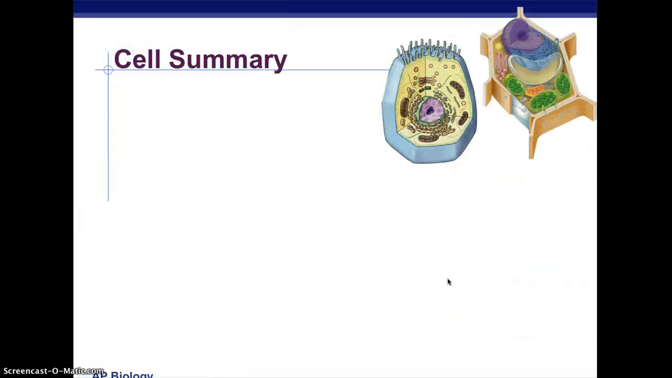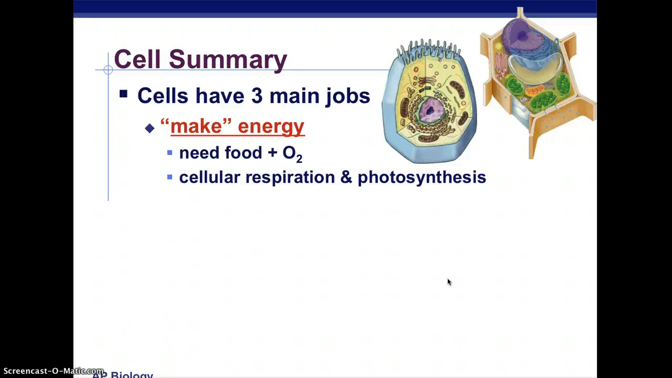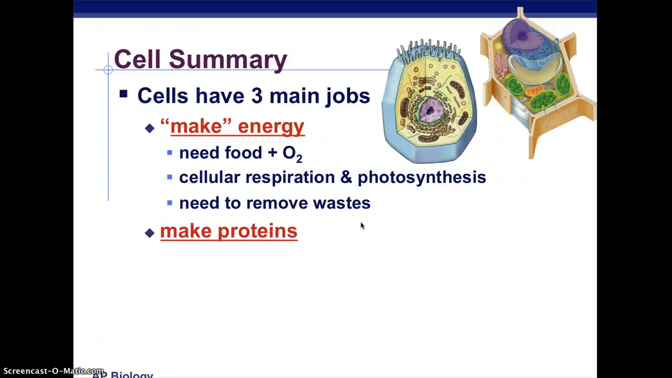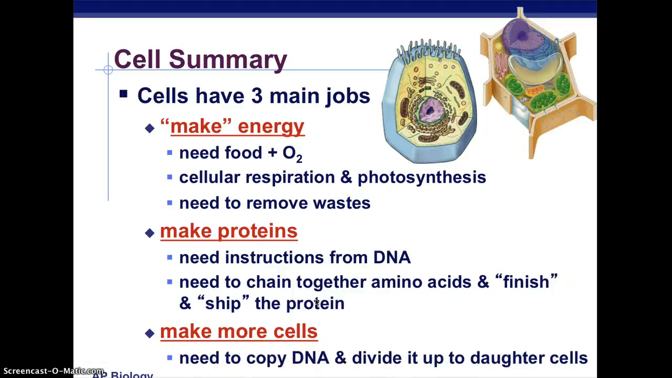So cell summary, cells have three main jobs: make energy, so need food and oxygen to do this, does cellular respiration and photosynthesis if it's a plant, need to remove the waste. For making proteins, need instructions from DNA, need to chain together amino acids, finish them up, and then ship them out. And then for making more cells, need to copy the DNA and then divide it amongst the daughter cells.